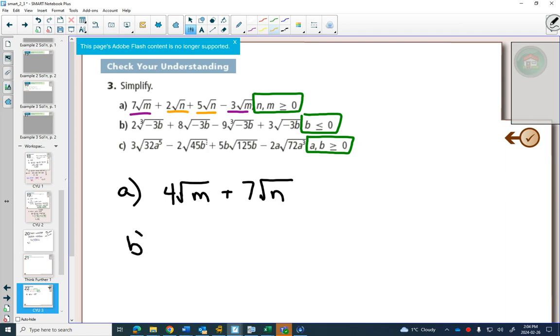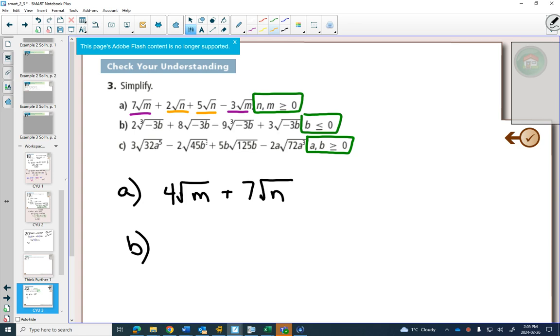Same thing in part B. Part B is nice. If I look inside, there is nothing I can do to simplify. Well, theoretically, there might be one little thing, but we're going to ignore it. Technically, the cube root of -1 is -1. You could bring the negative out in front if you wanted to, but we're not going to worry about that. We're going to just say there's no numbers I can pull out, no variables I can pull out inside either my cube roots or my square roots.